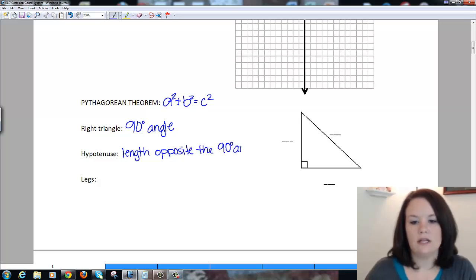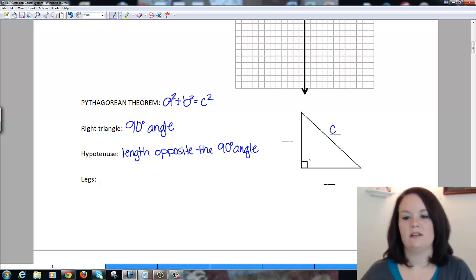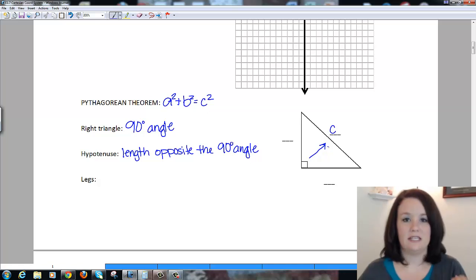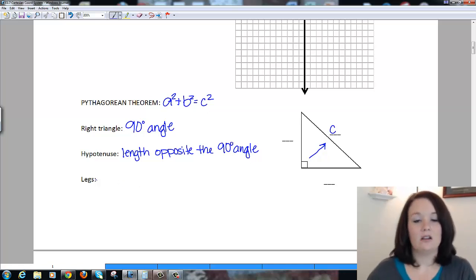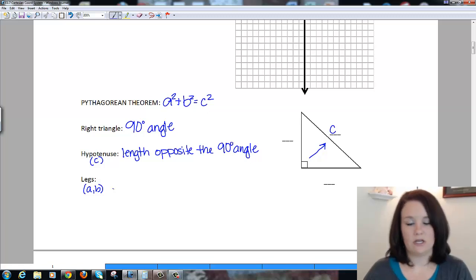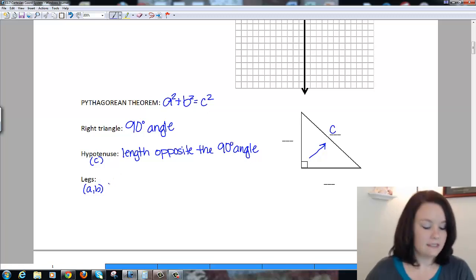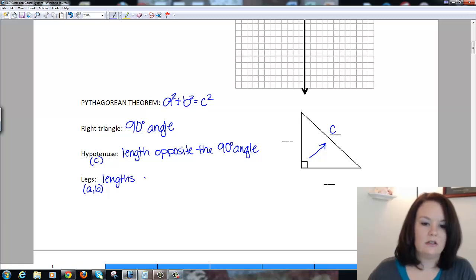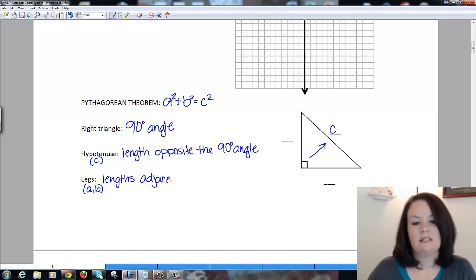Okay, so that means this would be our C. Here's our 90-degree angle, and C is opposite that. Okay, our legs, the legs of the triangle, here I'm going to put here our hypotenuse is C. The legs are our A and our B, okay, when we're talking about the Pythagorean theorem, and these legs are the lengths or the edges adjacent.